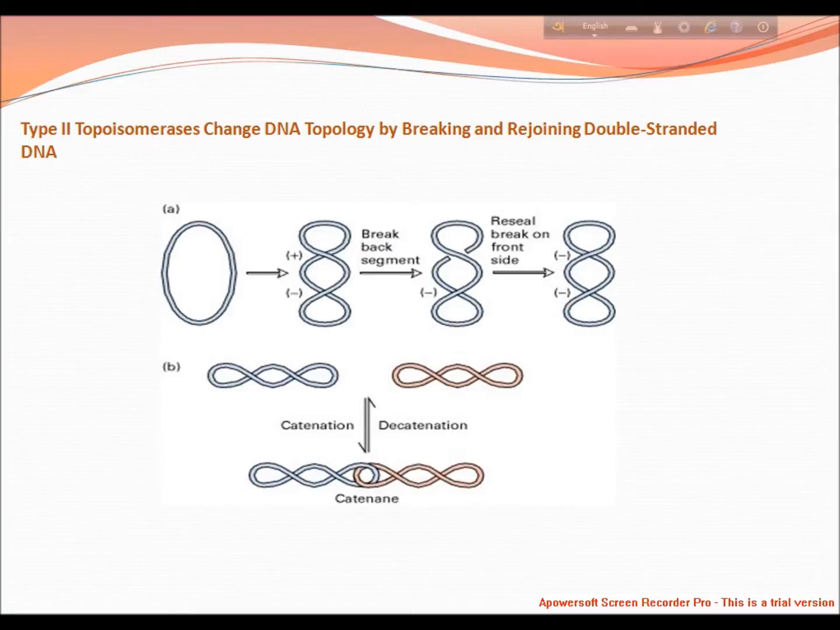Now, I come to the type 2 topoisomerase, which changes DNA topology by breaking and rejoining double-stranded DNA. The first type 2 topoisomerase, topo 2, to be described was isolated from E. coli and named DNA gyrase. Topo 2 enzymes have the ability to cut both strands of a double-stranded DNA molecule, pass another portion of the duplex through the cut and reseal the cut in a process that utilizes ATP.